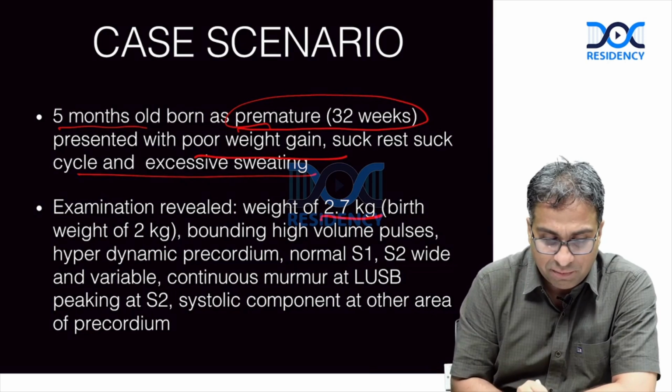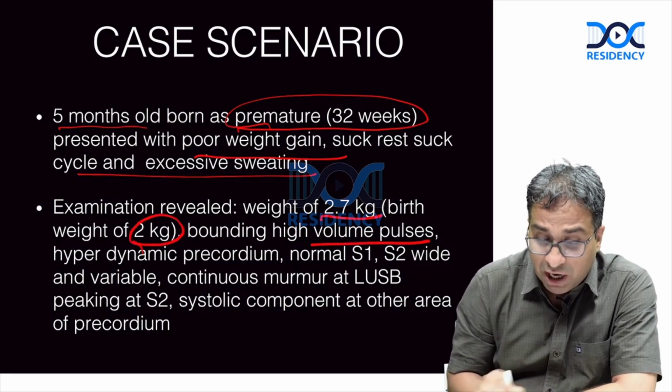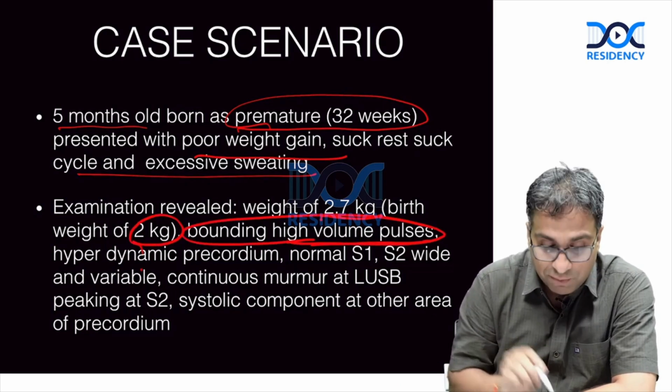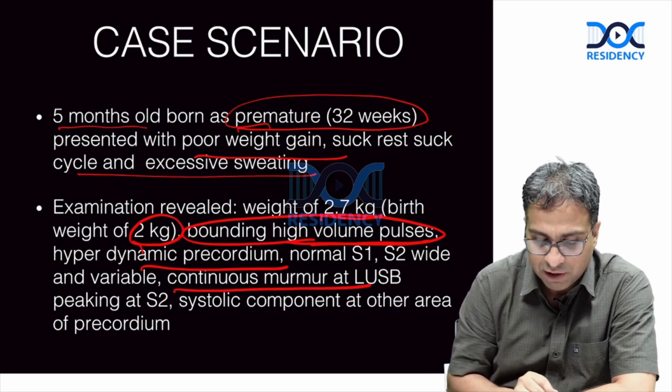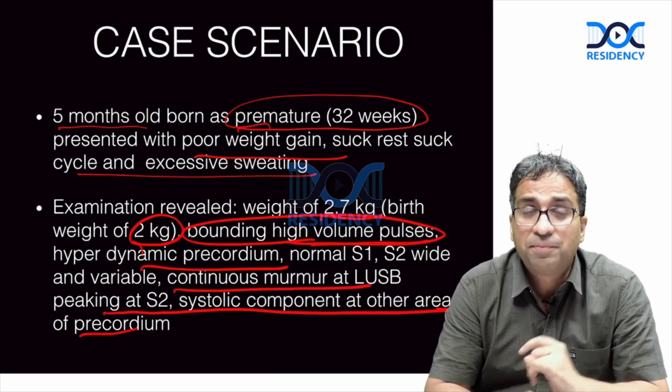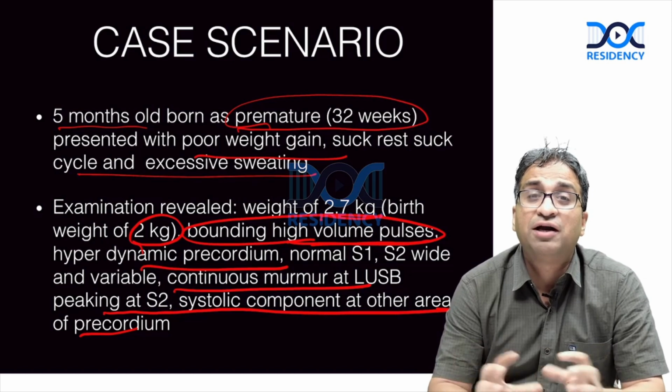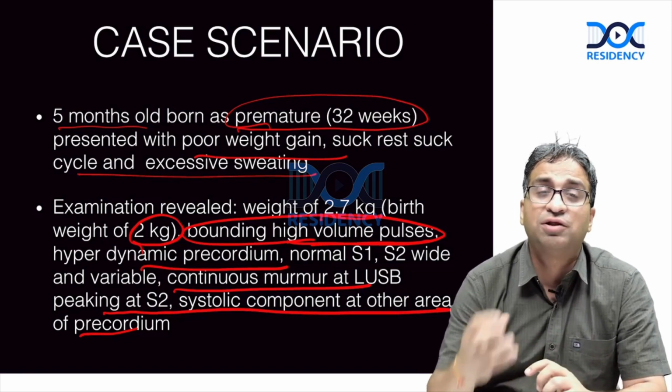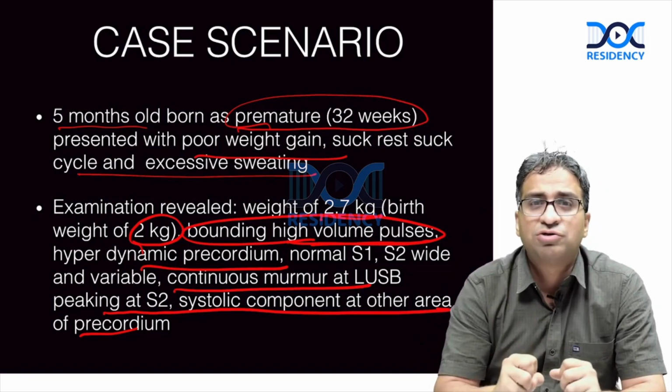Weight of 2.7, birth weight was 2 kg, bounding high volume pulses, hyperdynamic continuous murmur and peaking at S2, systolic component other area. So that is typical. In any preterm, the chances of the PDA closing spontaneously are very low because they lack the muscle required for closure of the PDA.